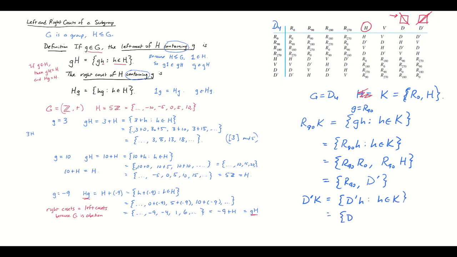Well, in this case, I'm going to get D prime times R0 and D prime times H. So this time I get, well, D prime times the identity is just D prime, and D prime times H is going to be, let's see, D prime times H is R90. Well, that's interesting because that's exactly the same set I got here. These are exactly the same coset. Interesting.